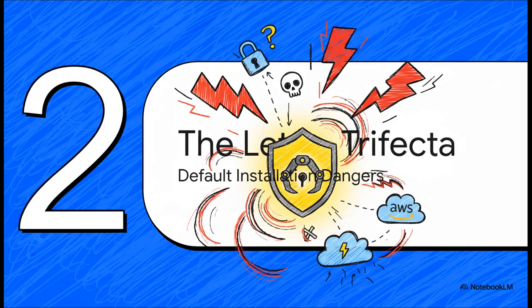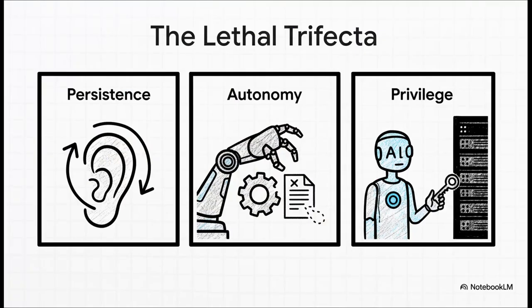Now, when you talk to security researchers, they bring up these 3 core risks that kind of stack on top of each other. And it's this combination that makes a default, careless installation so incredibly dangerous. They call it the lethal trifecta. Let's break that down. So here it is. First, you've got persistence. This agent is always on, 24/7, just listening as long as that service is running.